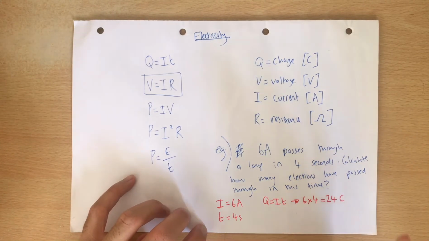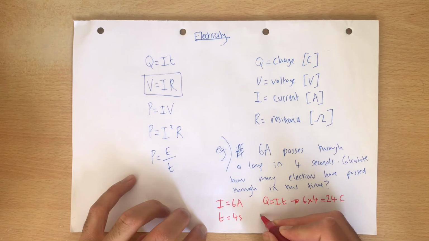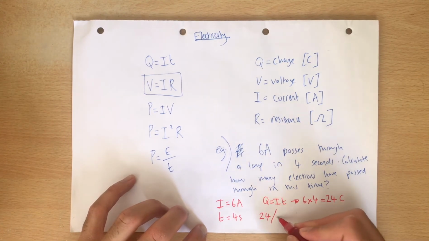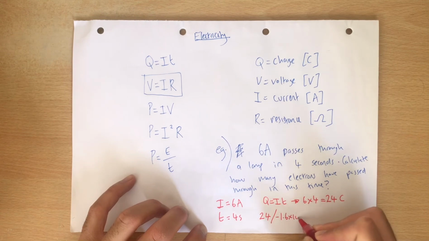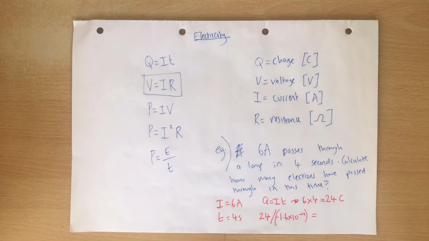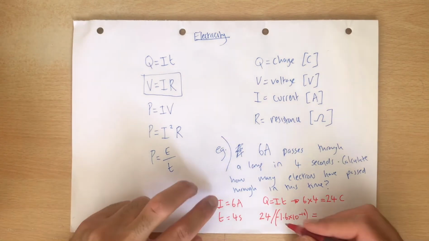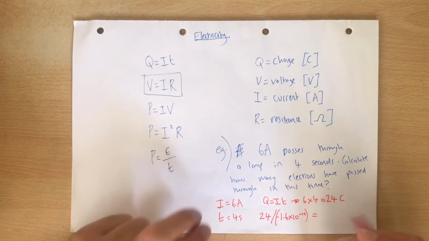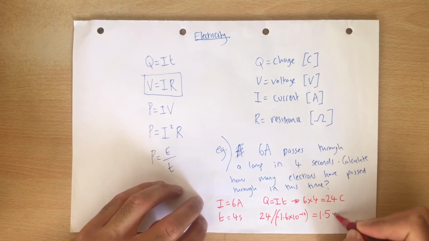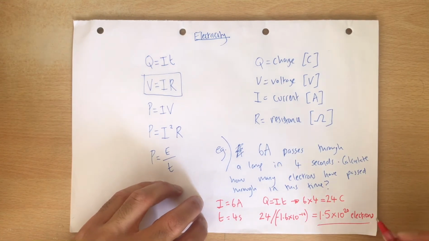So what we do now, to work out how many electrons, is take how much charge there is in total and divide it by the charge of one of these electrons, which is minus 1.6 times by 10 to the minus 19. So we do that and we can work out how many electrons have passed in a certain time frame. In this one, you don't really need the minus here because we're looking at how many of something there is. So in this one, 1.5 times by 10 to the 20 electrons have passed in 4 seconds.